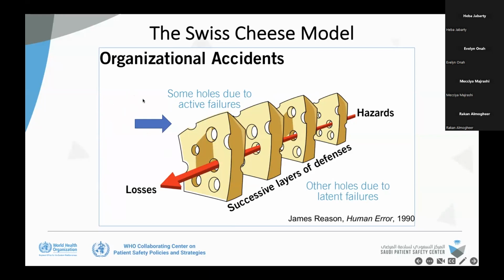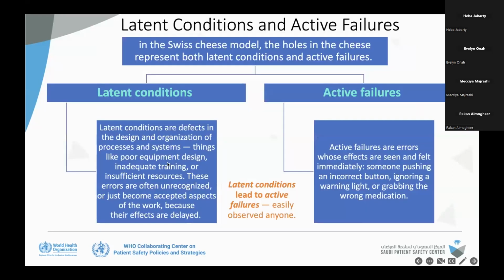So you can see different layers, and each layer has different factors that could cause harm and hazards. These harms are divided into latent conditions and active failures. Latent conditions mean we have a defect in the system and in the design of the organization, things like poor equipment, design, or training. But active failures are things that can be seen and felt immediately.